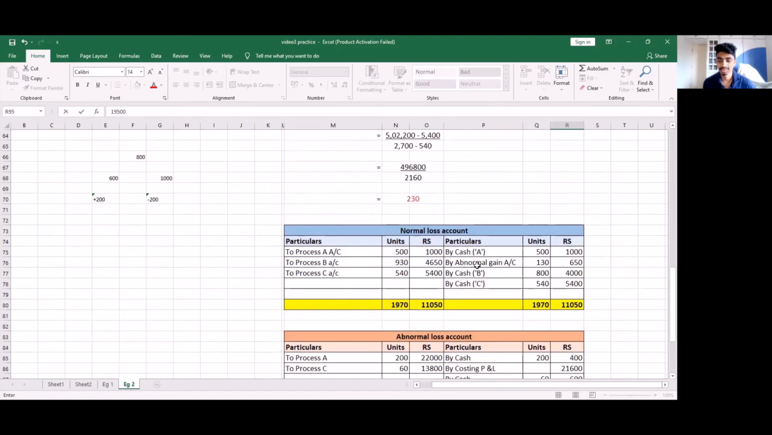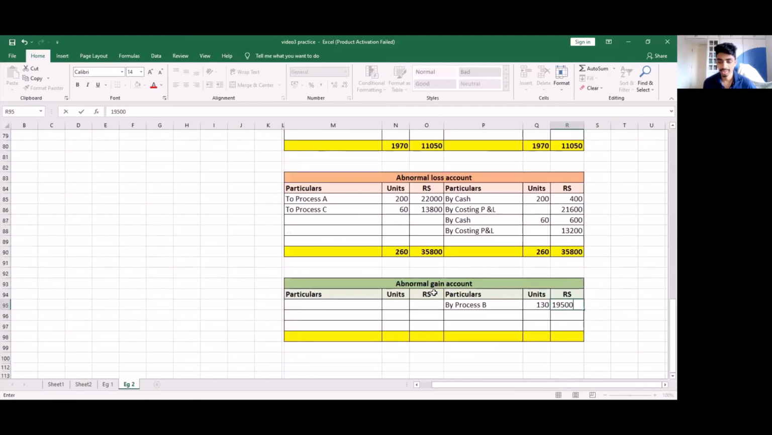Next, there is also a transaction in our normal loss account where it says by abnormal gain account. So this will show as to normal loss account. To normal loss account, 130 units valued at 650. After this, the balance or the gain is transferred to our costing P&L. So again here, we will find the difference between 19,500 and 650, and this will be transferred to our costing P&L.